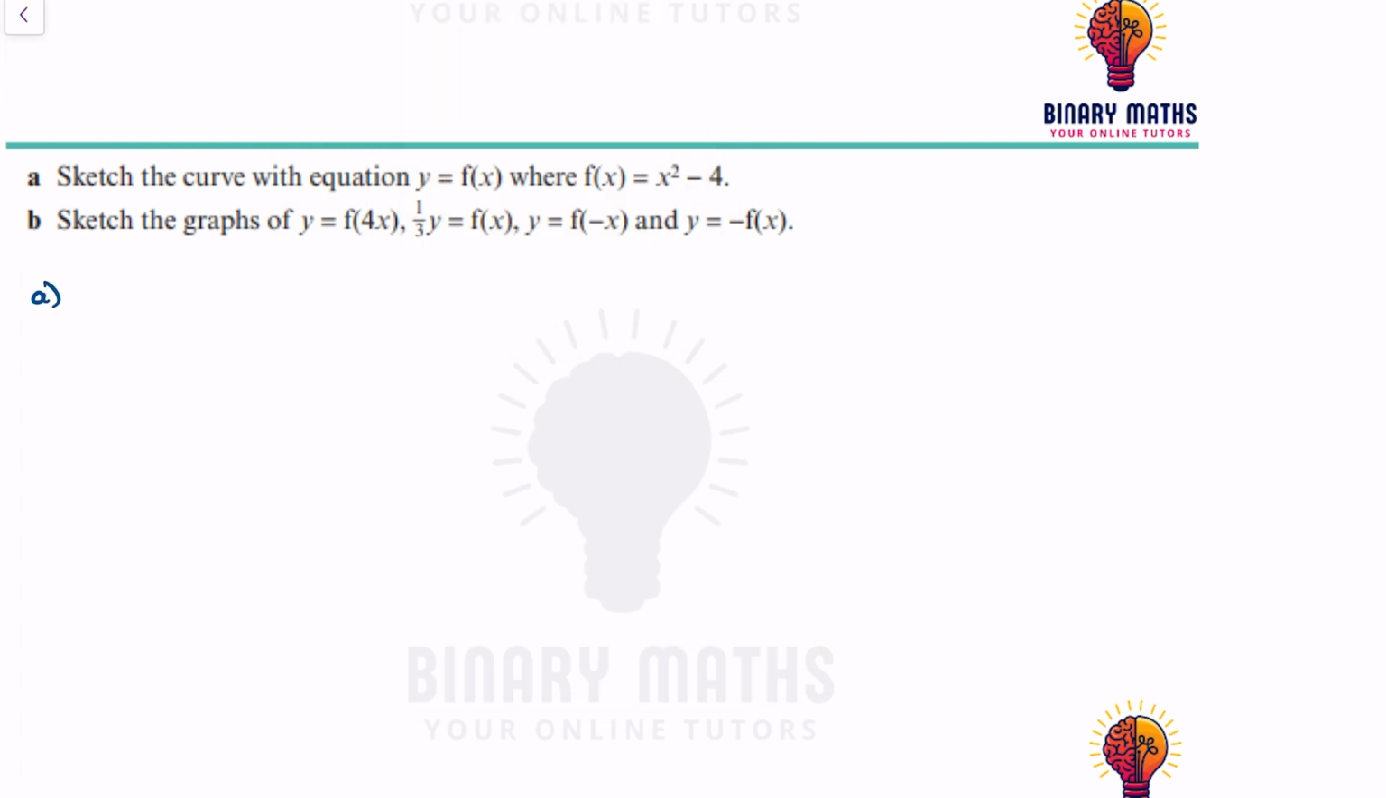Okay, A, sketch the curve with equation y is equal to f of x, where f of x is equal to x squared minus 4. X squared minus 4 is just a quadratic, the parabola shifted down by 4, so it's going to have a vertex at minus 4, and something like that. And the roots of x squared minus 4 are just plus 2 and minus 2. So this is f of x is equal to x squared minus 4.